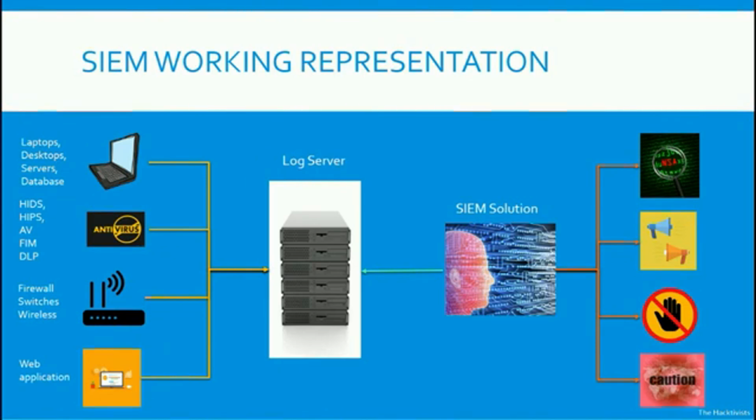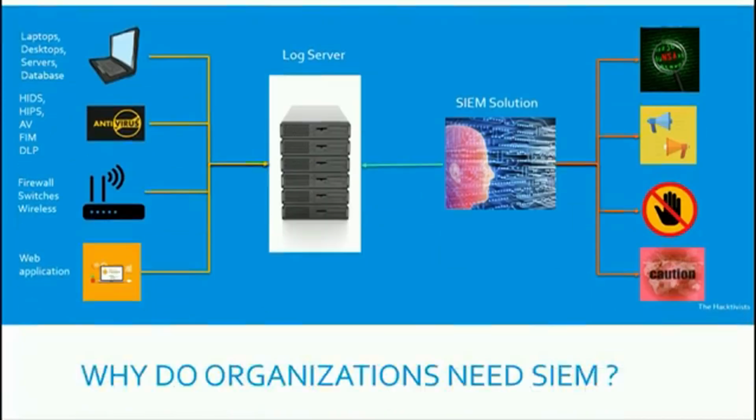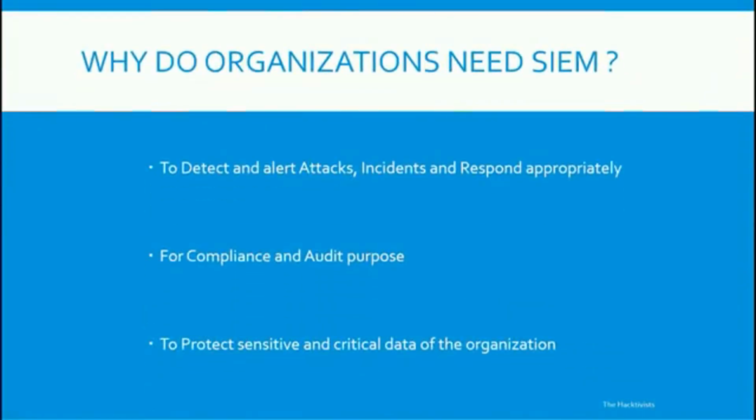The last thing is about creating a caution, or giving a notification if something has changed in the behavior or analysis of the network. So it not only alerts for a particular attack, but also gives you a caution if something suspicious is going on, by going through all the information it has on a log server that is collected from different sources. Now, why do organizations need SIEM?